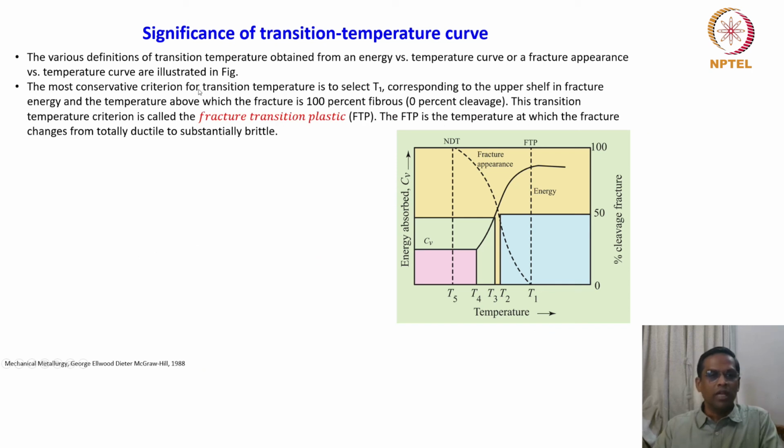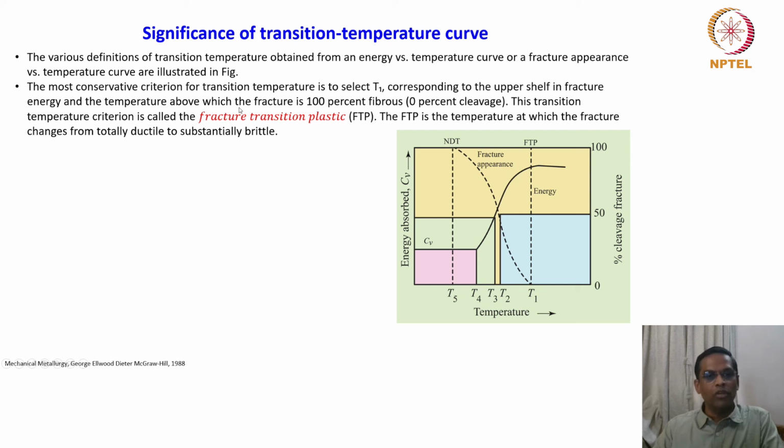The most conservative criterion for transition temperature is to select T1 corresponding to the upper shelf in the fracture energy. So this is an upper shelf. This is T1 we are talking about. So this is the upper shelf and this is the lower shelf.